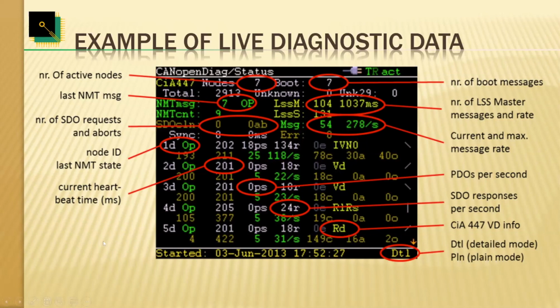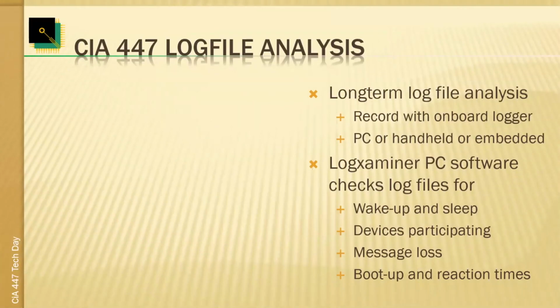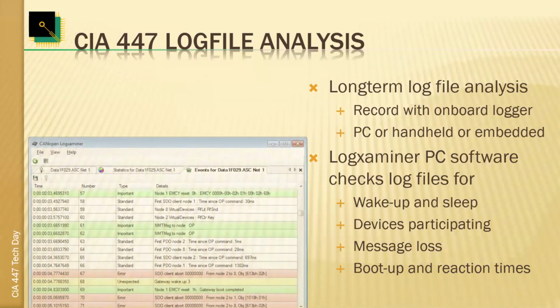So let me pick a few examples here. There's the current heartbeat time. What is the current heartbeat time? Then we have somewhere below the min and maximum heartbeat time ever measured. How many PDOs, how many SDOs do nodes produce? And so this gives you an overview. If there's a single node communicating too much or taking too much of the bandwidth, you will see it in such a display. Very useful and really specifically originally written for this purpose.